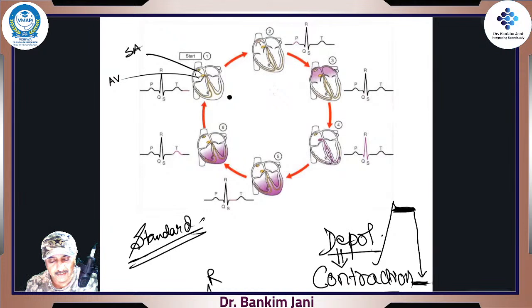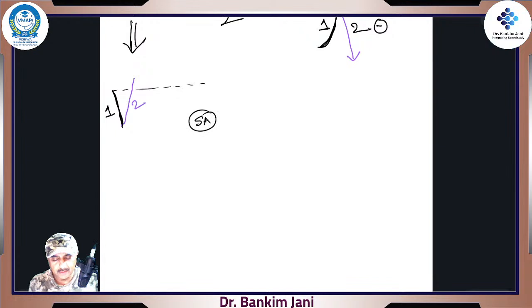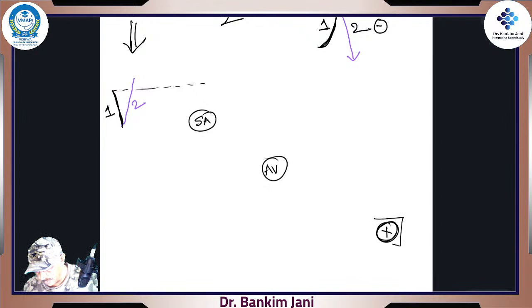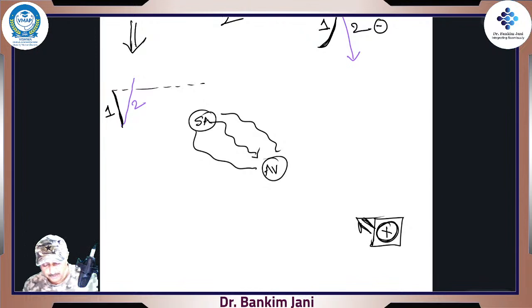That means this is our eye. We are watching from that angle. SA node is here, AV node is here, our electrode is over here, and it is watching from here. Current comes, either from this side or that side, from any side, but it is coming towards it. So there has to be a positive deflection. This is the P wave.